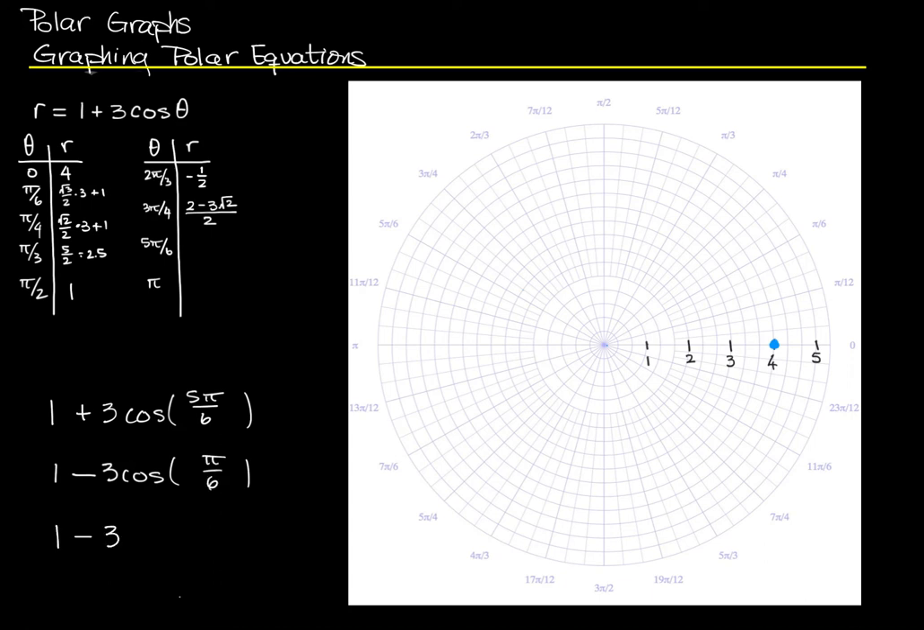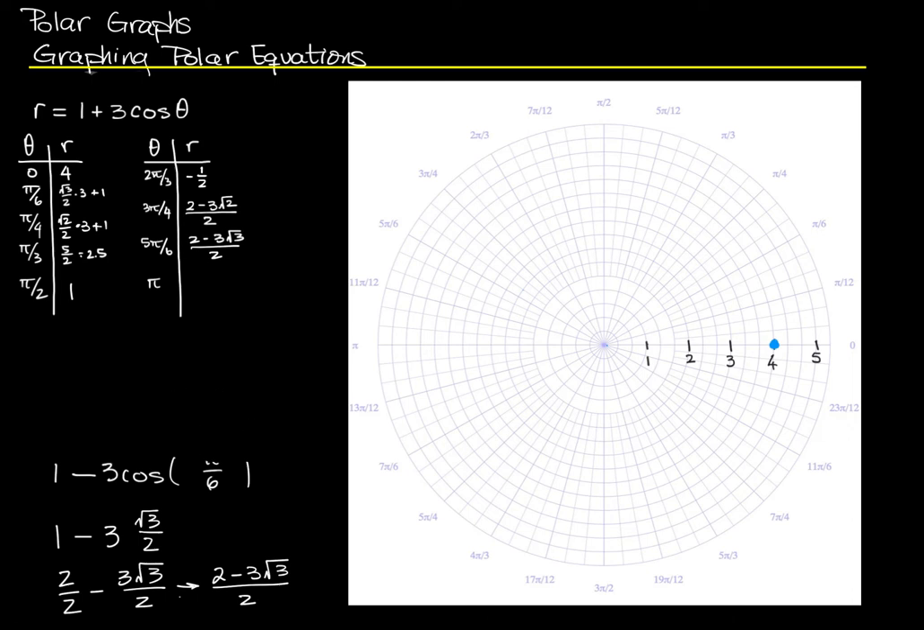And now I need to figure out what is the cosine of pi over 6. Well, that's the square root of 3 over 2. I'll make my 1 into a 2 over 2. And then I have 2 over 2 minus 3 root 3 over 2. And now I have a common denominator, so I can write that as 2 minus 3 root 3 all over 2. So that's all I'm doing to find these values. Let's stick that in its place in the table. 2 minus 3 root 3 over 2. And then we'll do pi together, shall we? Get rid of this scratch work.